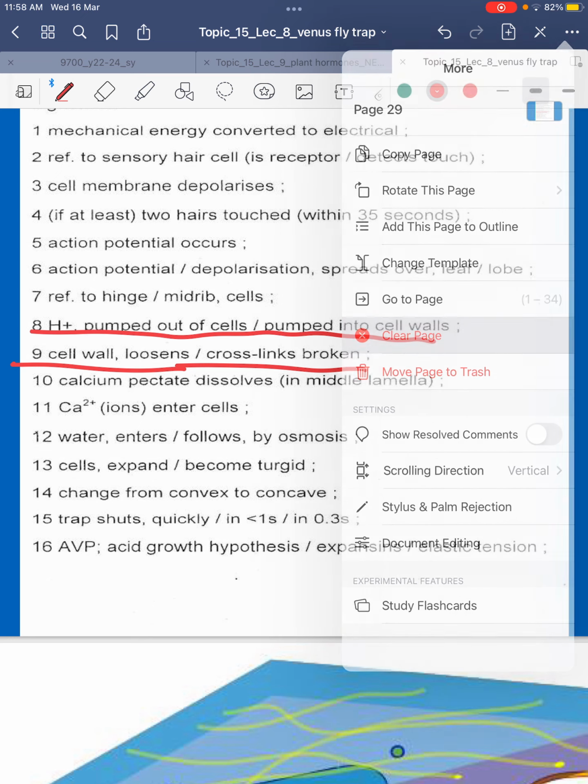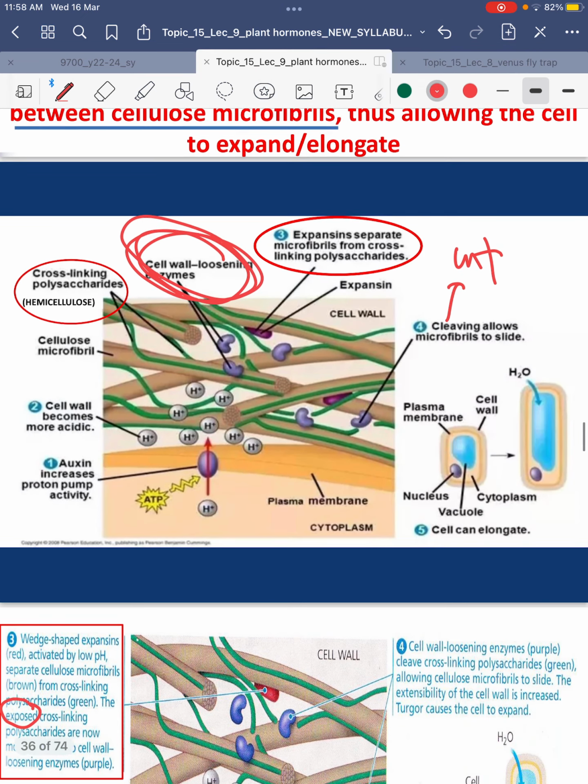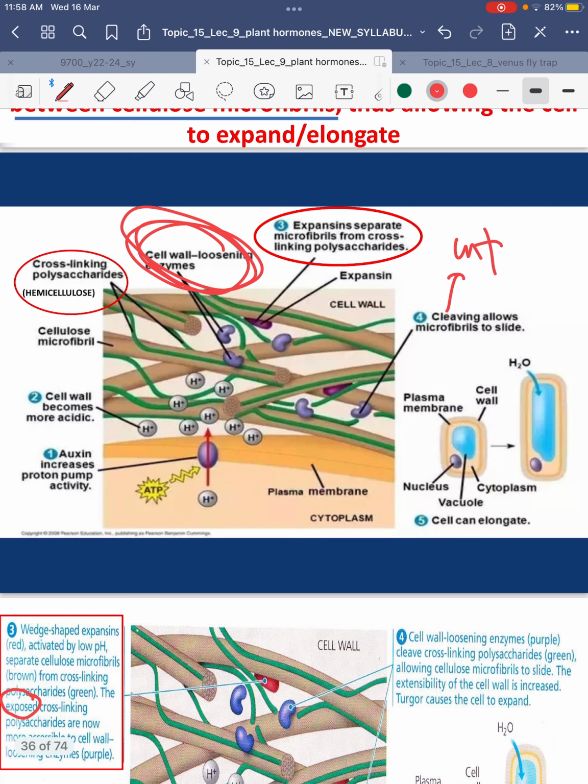Okay, the same thing. And when it comes to auxin, then you need to talk more. You need to talk about the expansin, what does it do, and then as well as the enzyme. Okay, the expansin, which is loosening the crosslink between the cellulose microfibril, and then eventually when it is exposed, the gap is now widened. Now the enzyme can break the cross linkages.